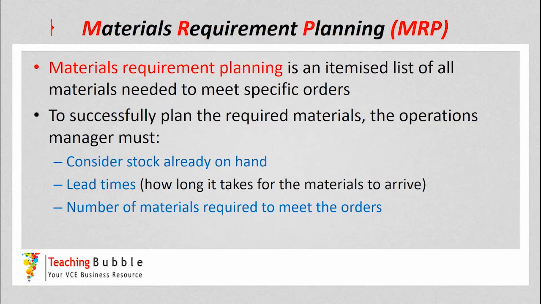The next strategy is the materials requirement planning. So that's an itemized list of all materials that are needed to meet specific orders. This can go hand in hand with the MPS, the master production schedule.